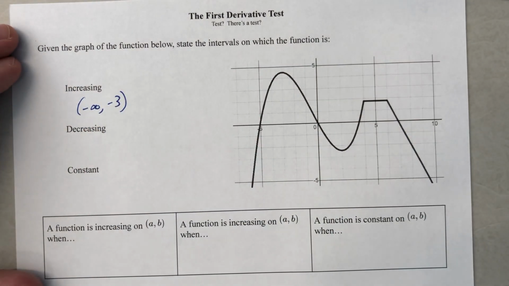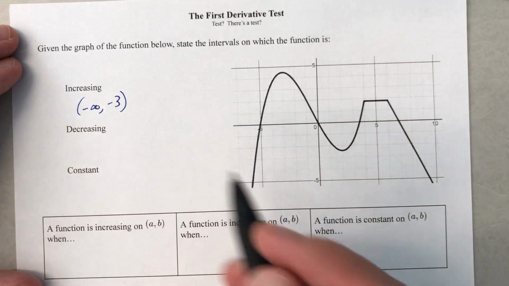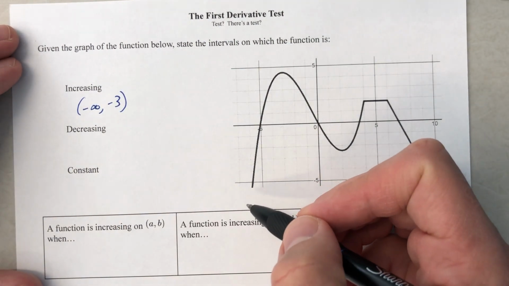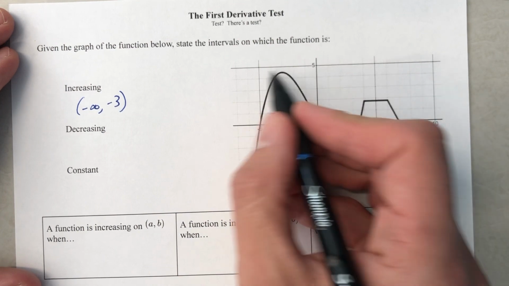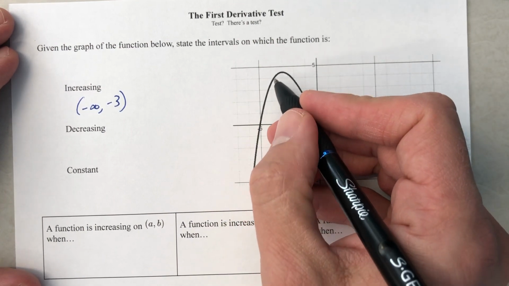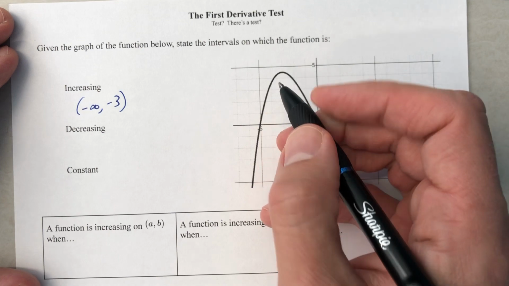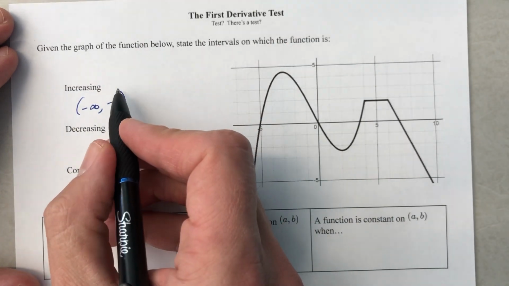And I'll put a parenthesis there. People don't get too picky about that. Some people put a bracket and say that the function is increasing from negative infinity to negative 3, including negative 3. Technically, at negative 3, it's leveled off. Like when you're riding a roller coaster and it kind of goes like that, you're neither increasing nor decreasing. But people don't normally make a big deal out of that.